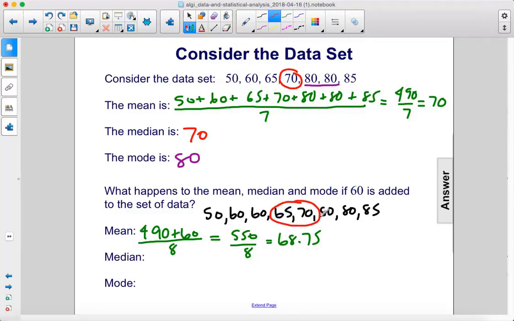Our median is now the average of the 2 center numbers, because now there's an even number. So the average of 65 and 70 is 67.5. And the mode, well, now there's an extra mode, because there's 2 80s, but there's also 2 60s. So our mode is 60 and 80.